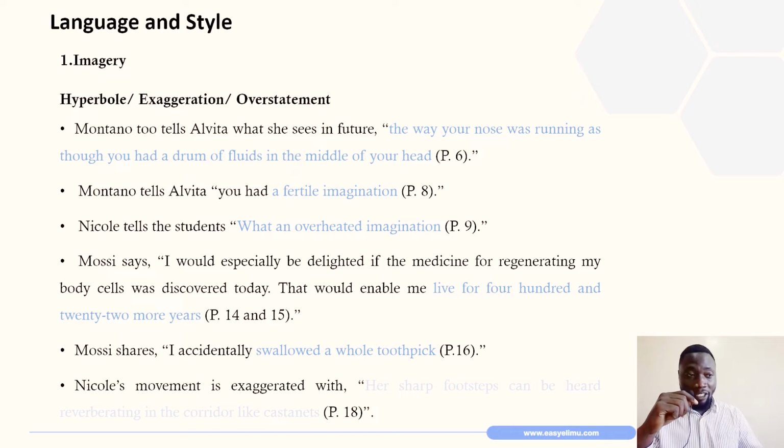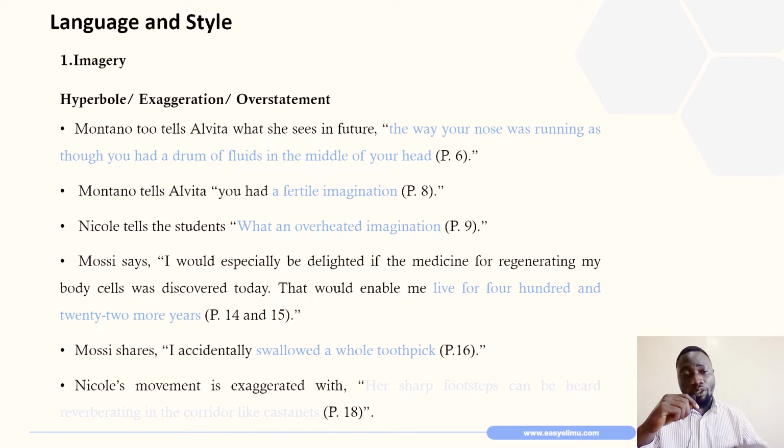Now, let us begin by looking at the first style under imagery, that is hyperbole, also known as exaggeration or overstatement. So in the scene, remember, we have the two students who are given a chance to explain to the audience the idea of the Samaritan app.